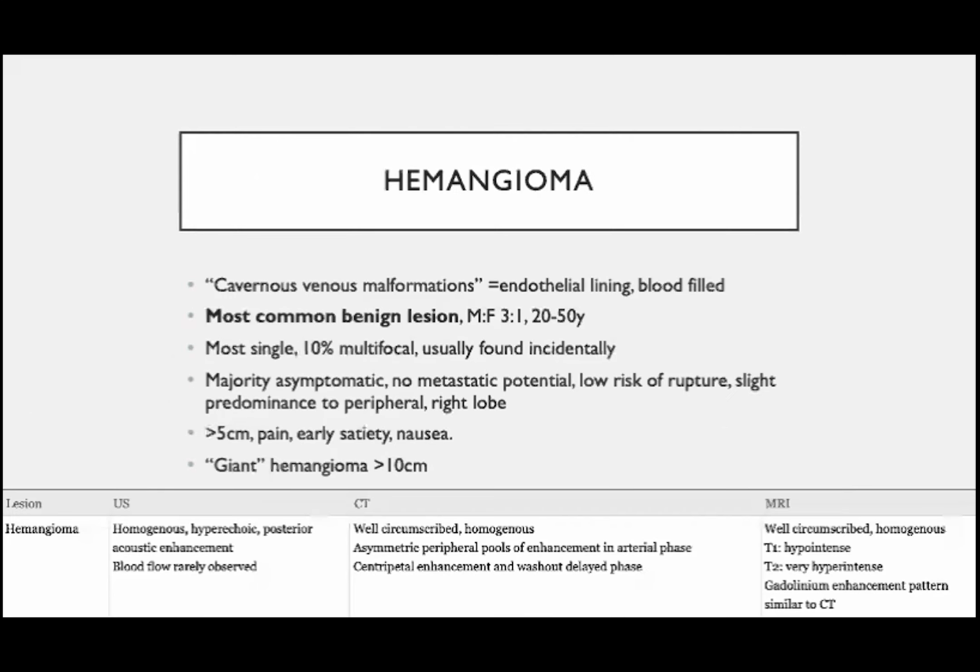Next is hemangioma. So these cavernous venous malformations, they have an endothelial lining and they are blood filled. These are the most common benign lesions. They're male to female 3 to 1, 20 to 50 years old. They're mostly single, but 10% are multifocal. They're almost always found incidentally. The majority are asymptomatic. They have no metastatic potential, low risk of rupture. They do have a slight predominance to the peripheral right lobe.